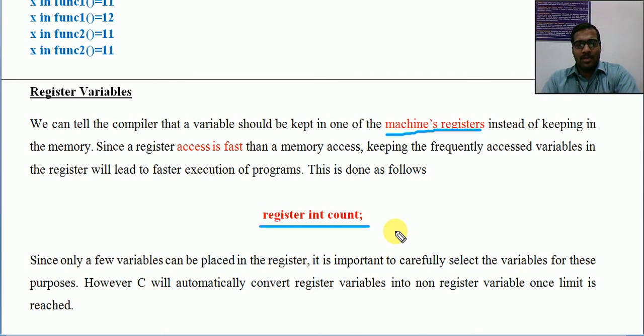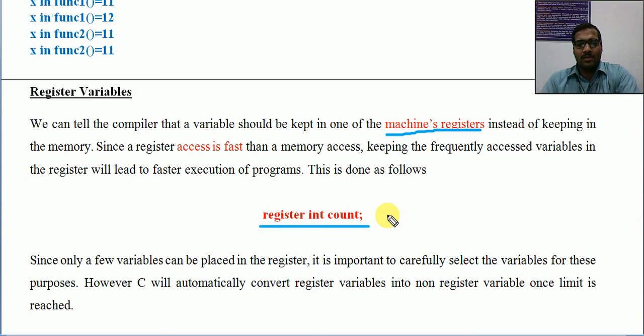Just like if a book is on my table, I can easily and quickly access it, but if that book is on some other table, I need to go to that table. Similarly, if it is closer to the processor, it can access that variable very quickly. So that is the purpose of a register variable.